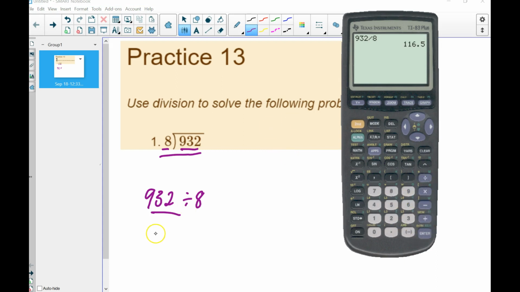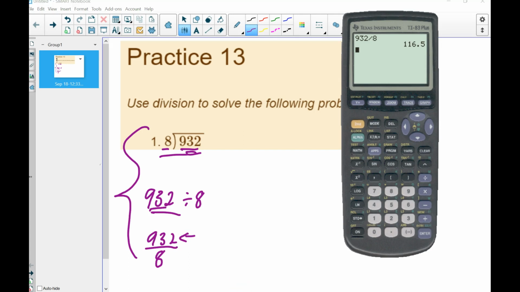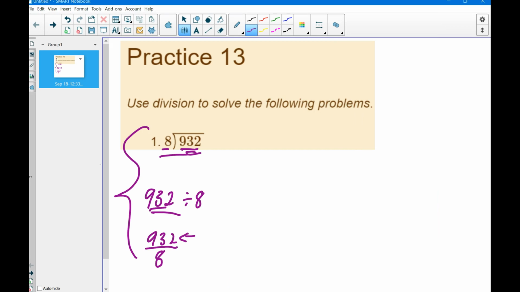Or it can be written as 932 over 8. Just to confuse you even more, this can be written three different ways. They all mean the same thing. And it's always divided in the calculator. The one in here, this one, or this one will be input first, divided by the 8. Alright, so we will do that using long division, which we don't like doing, but we've got to do it anyway. Move over here and I'll say 8.